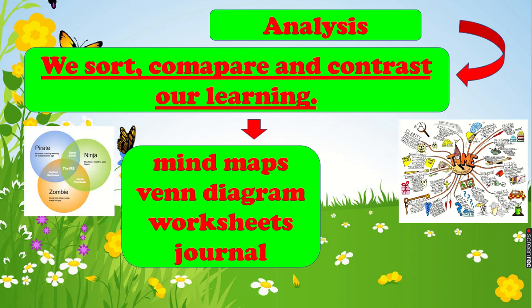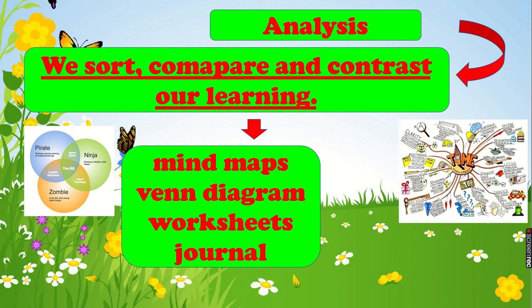We use Venn diagram to compare and contrast. For example, this Venn diagram is comparing and contrasting pirate, ninja, and zombie. I like this Venn diagram, which talks about pirates, ninjas, and zombies. This is an example of analyzing your knowledge. You compare and contrast your knowledge.